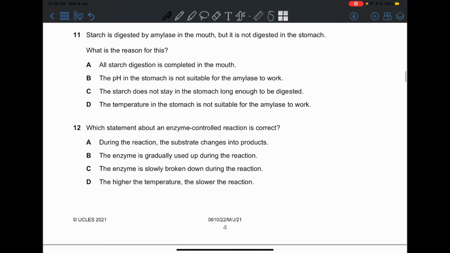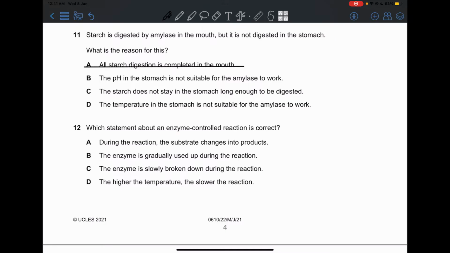Okay, 11. Starch is digested by amylase in the mouth, but it's not digested in the stomach. What is the reason for this? Now, option A says that all starch digestion is completed in the mouth. This is incorrect because the mouth doesn't actually do all the process. There is salivary amylase, but there is also amylase secreted by the pancreas. So that is not all the digestion, so A can't be the answer.